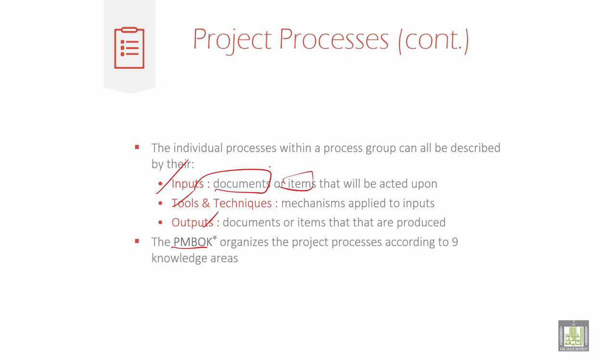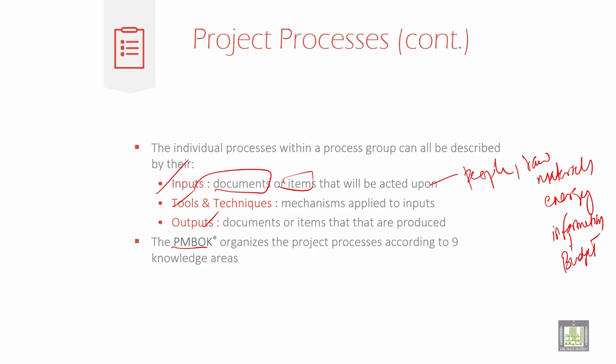Then we have, for example, tools and techniques. Inputs also talk about raw material, for example people, energy, information, budgets, funds. All these are taken and put into a system so as to obtain the output.